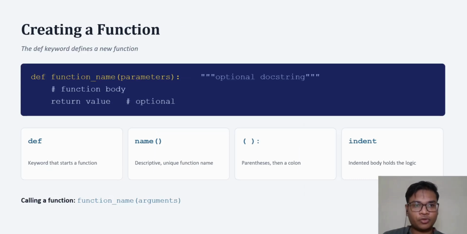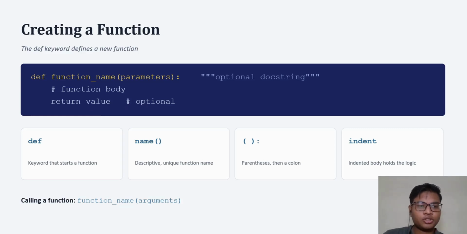So now let's move forward. And the main thing, that's how we create a function. We also do these things. So let's talk about them one by one. The def keyword defines a new function. Always remember, it starts with def, function name, parameters, then the docstring, function body, and a return value. That's optional. Okay. If you don't have to return a value, you just print here.